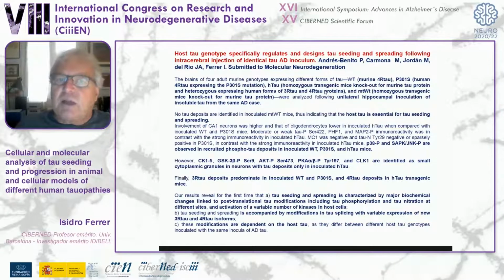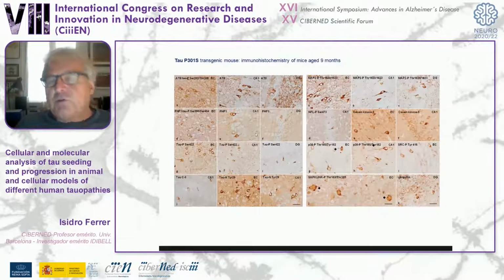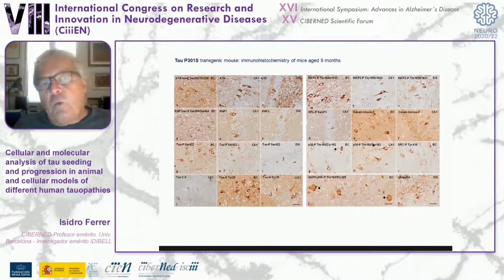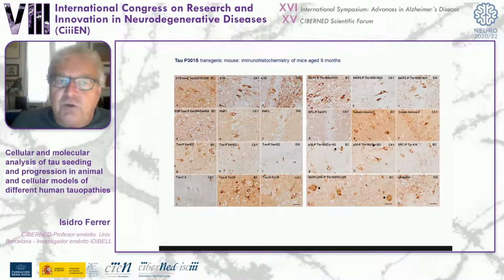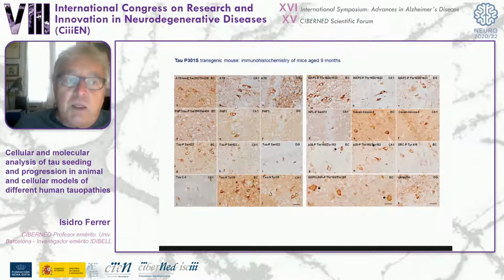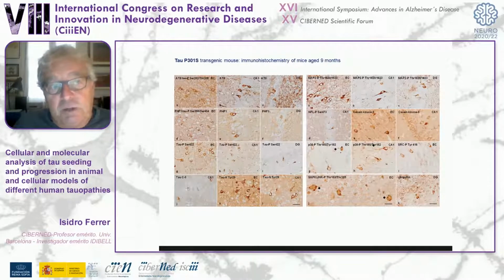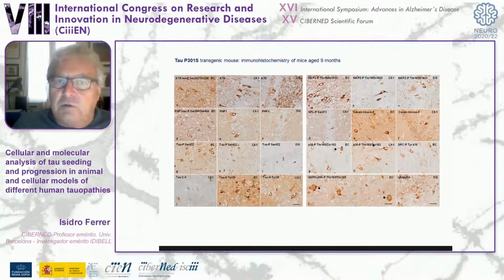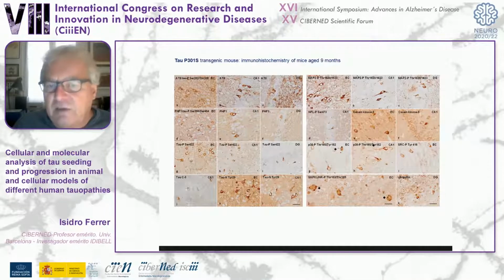Well, we have used this kind of models in order to analyze what happens when we change the host tau. We have used the same inoculum for all the animals, so the same amount and the same location of these sarkosyl-soluble fractions. And here is what happens in the different models. Here is the P301S tau. Tau is located widely in the brain, in neurons, in glial cells, in many different regions.